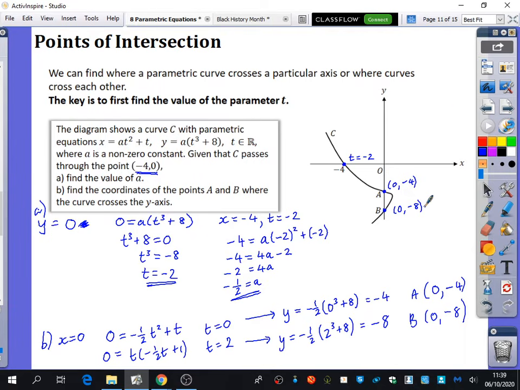I'm not quite finished with this. There's a couple more things I'd like to talk about here. Over this point, we said that t was minus 2. What's t for 0, minus 4? Yeah, t is 0. That gives us the coordinate 0, minus 4. Over here, t is 0. And for the last one that we had, t was 2.